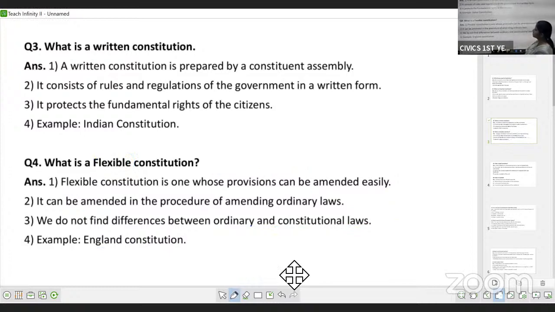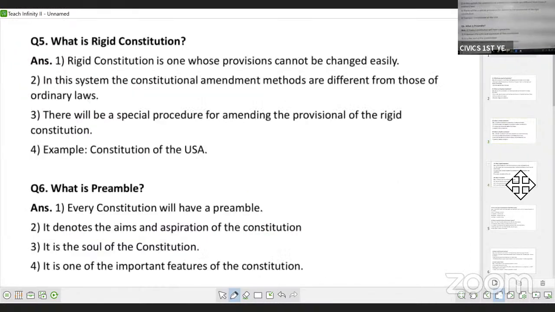Next is, what is a rigid constitution? A rigid constitution is a constitution whose provisions cannot be changed easily. We cannot change the rigid constitution easily. Okay, there is a system of amendment.